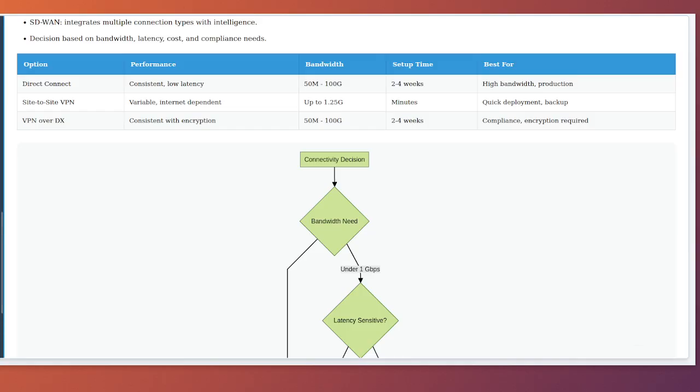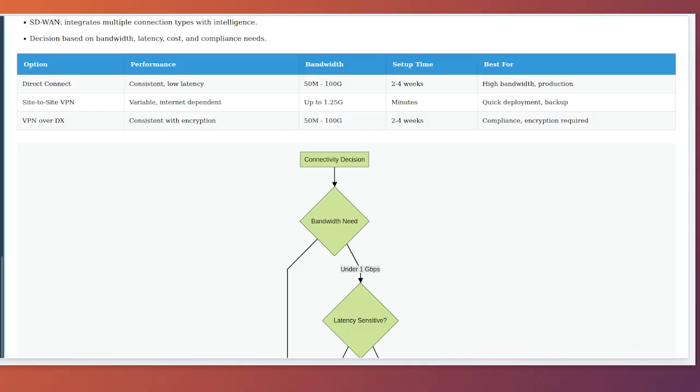AWS PrivateLink is an alternative for specific use cases where you need to access AWS services or services hosted by third parties without traversing the public internet. PrivateLink creates a private endpoint in your VPC that represents a service. Traffic to that endpoint stays within the AWS network. PrivateLink is useful for accessing specific services but does not provide general connectivity like Direct Connect does.